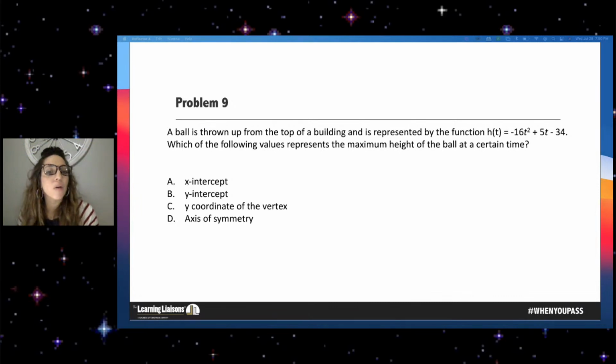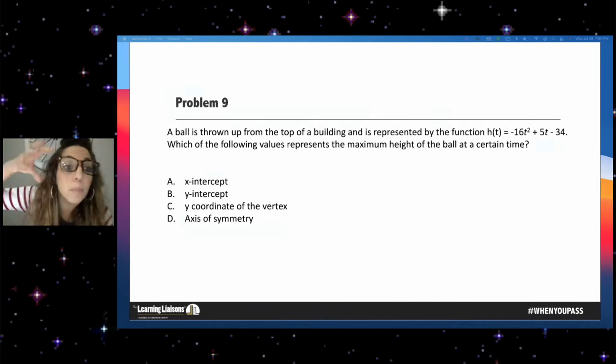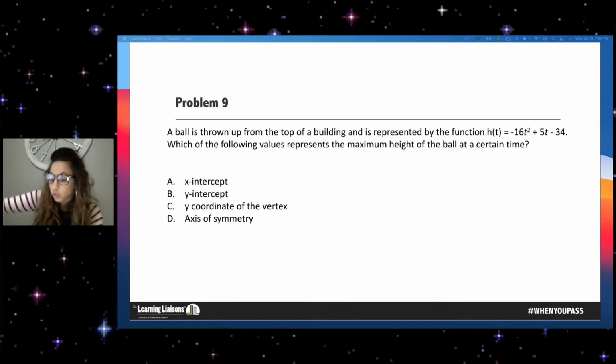A ball is thrown up from the top of a building and is represented by the function h of t equals negative 16t squared plus 5t minus 34. Your brain should already be firing that you know what shape this is because we just talked about this, that this means it's a parabola.